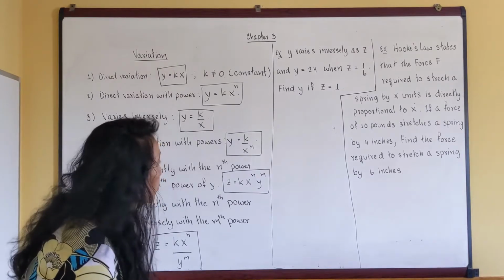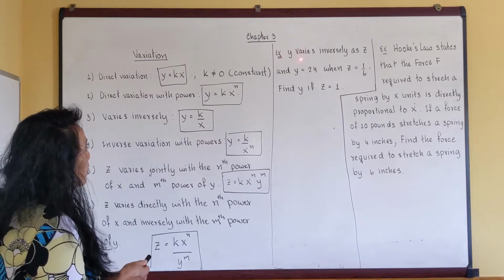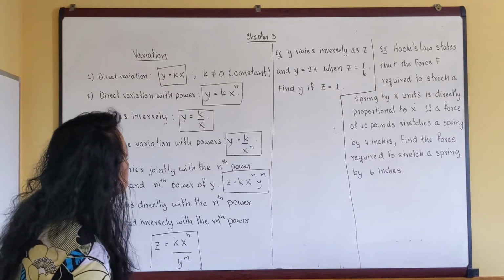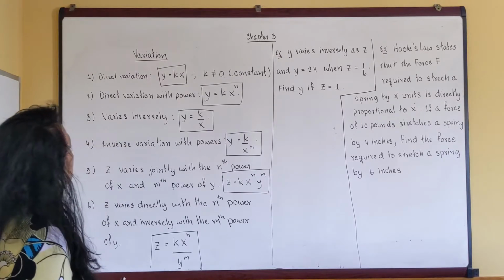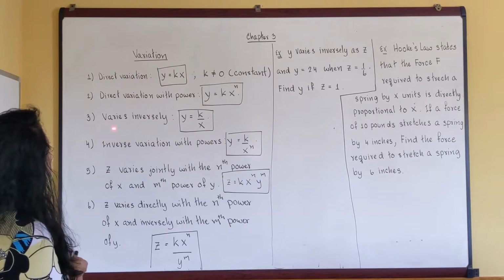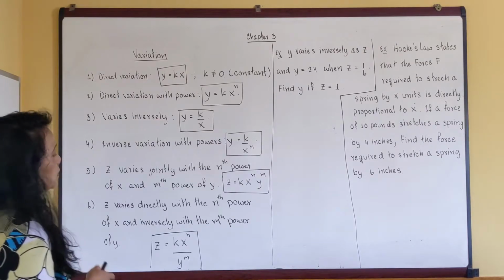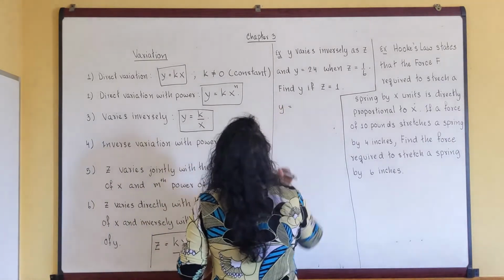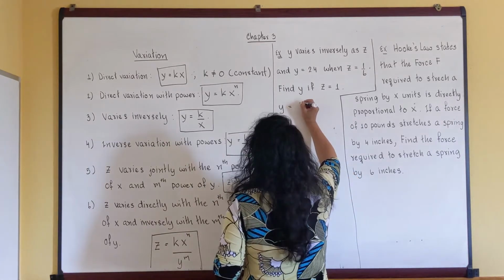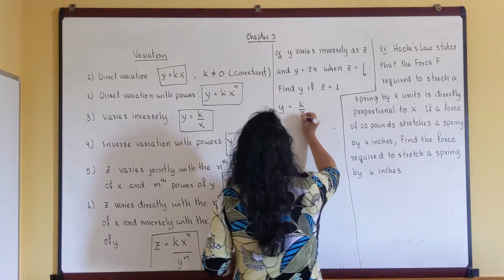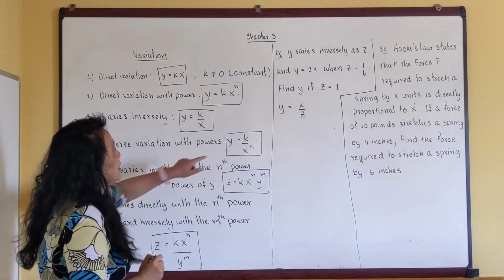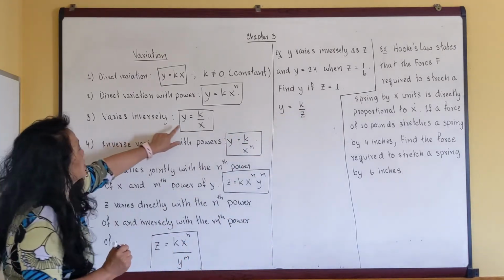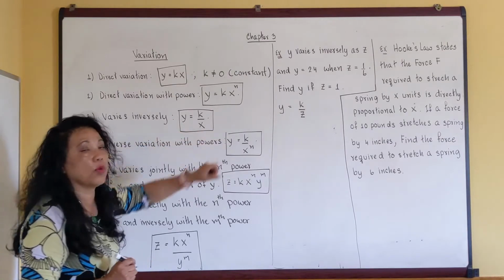Now let's look at example. I have y varies inversely as z. So this is going to be under number 3, varies inversely. So it's going to be y varies inversely as z. So I'm going to have k over z. K here is constant. It's like this one. But instead of yx, I have yz.